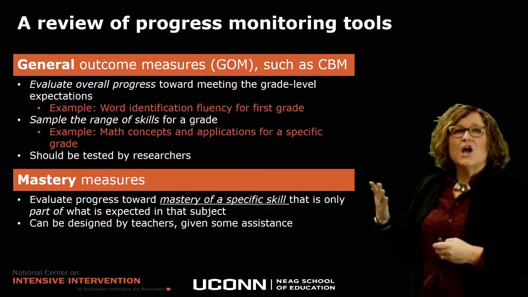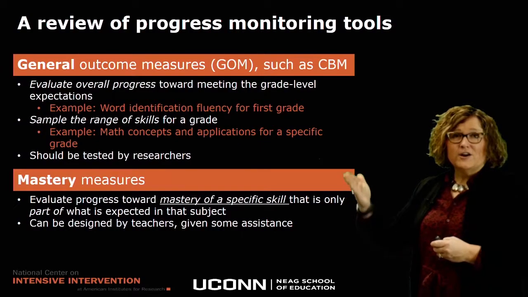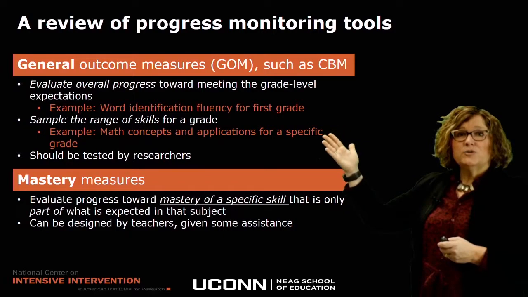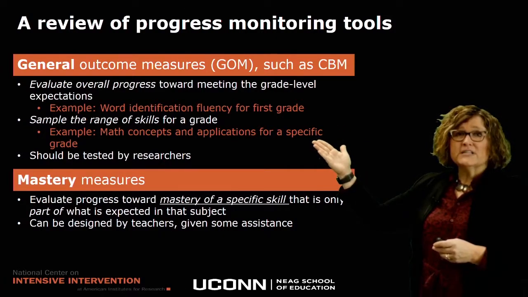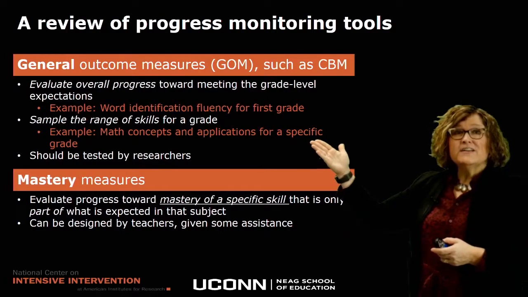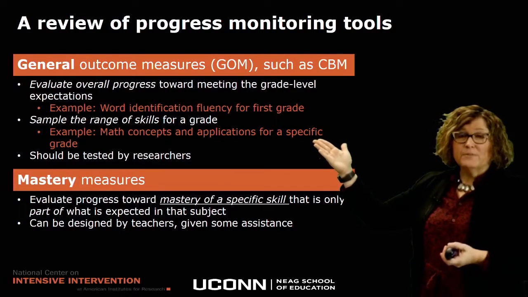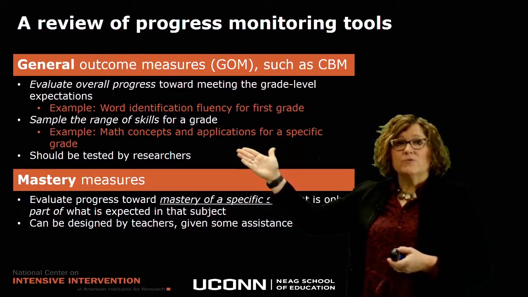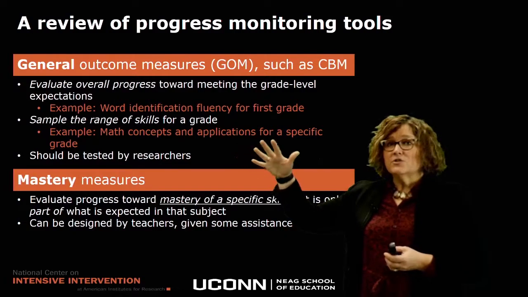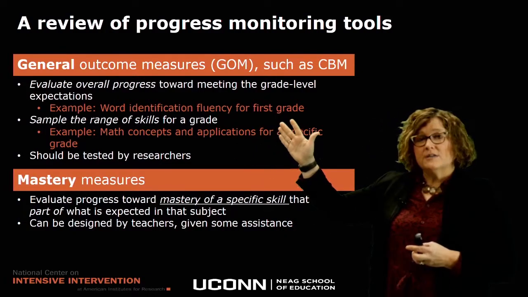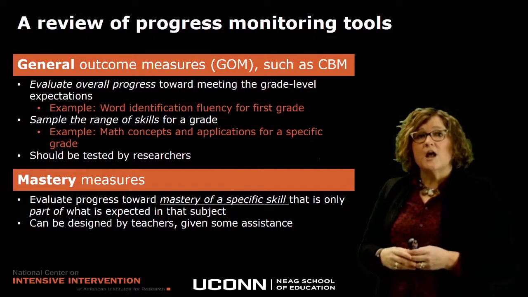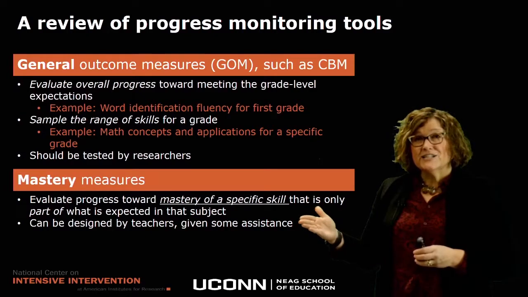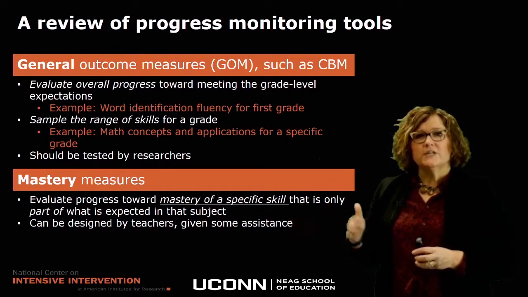So for instance, a good CBM in that area might be word identification fluency for first grade. It could be a measure that samples the range of skills for a grade, so math concepts and applications for a grade. But all of these measures are tested by researchers. There's lots of information and research that's been conducted on particular CBM measures. We want to make sure that we go to validated sources so that you can be confident about those measures you're using.